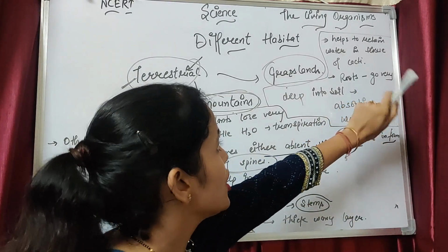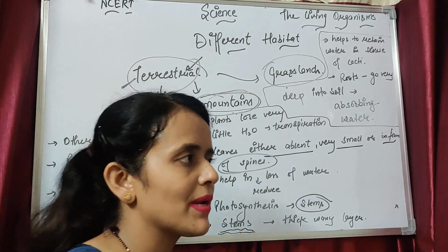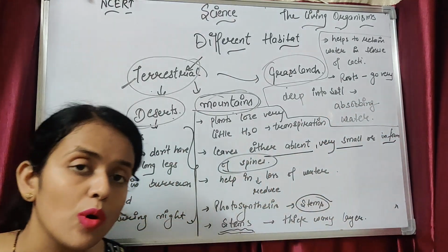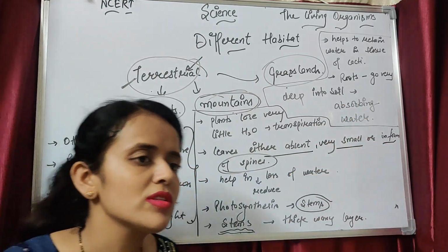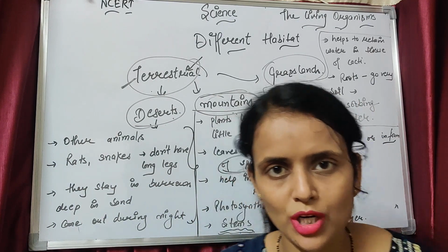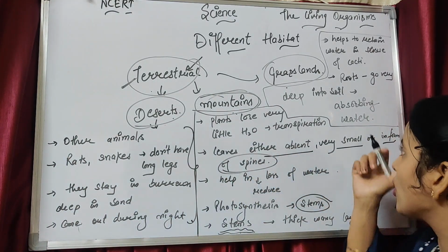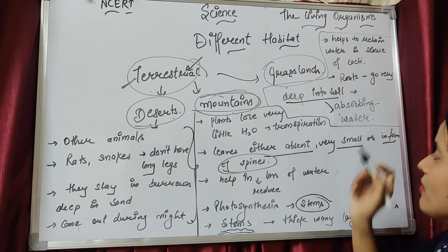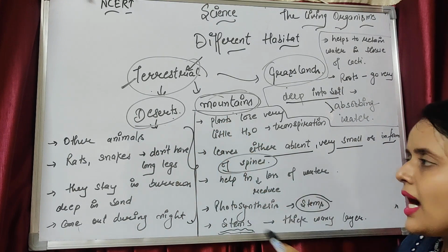Roots. How the roots? Roots go very deep into the soil. Roots of the plants which are present in the desert go very deep in the soil for absorbing water, because in the soil there is moisture having water droplets. So they go deep into the soil for absorbing water.